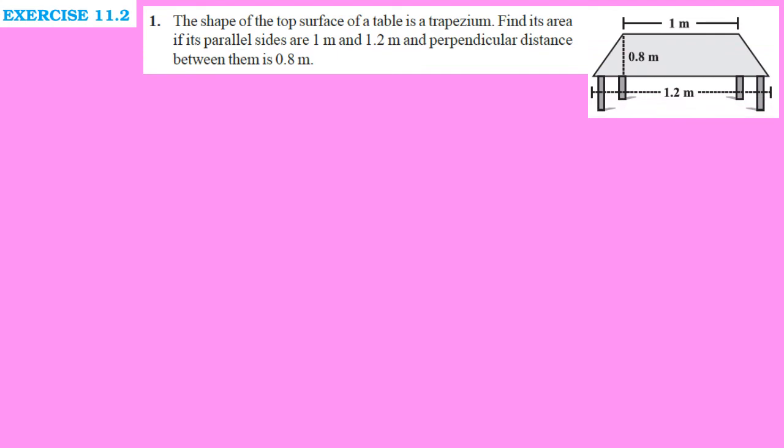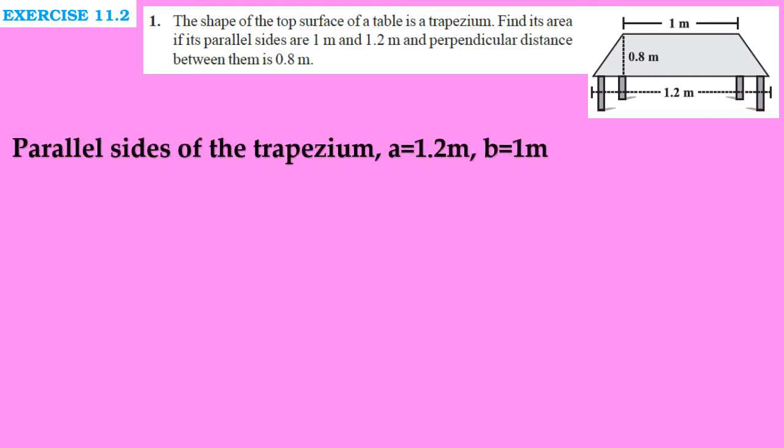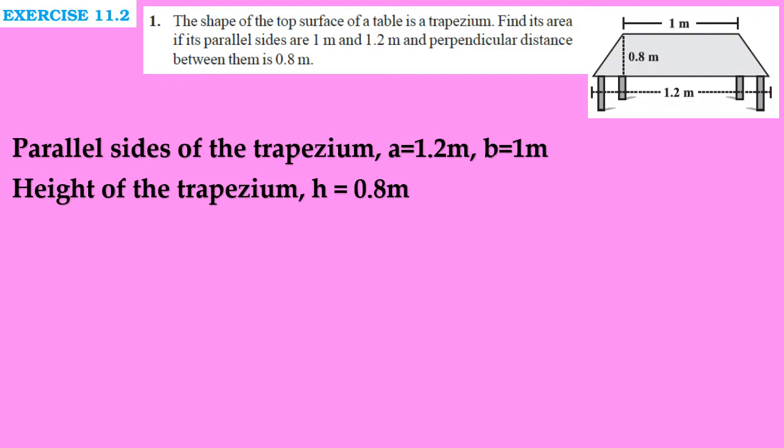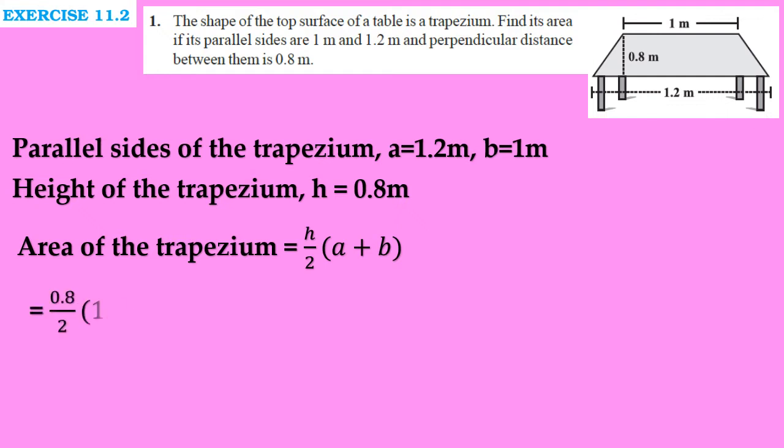Question number 1. The shape of the top surface of a table is a trapezium. You can see it in the figure. Find its area. Its parallel sides and height are given, so it's a very direct question. You just have to apply the formula. Parallel sides a and b are given, and the height of the trapezium is given. So the area of the trapezium, what is it? Yes, h by 2 into a plus b.